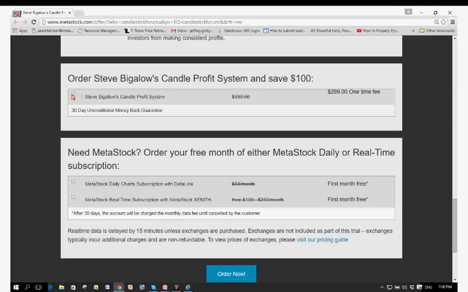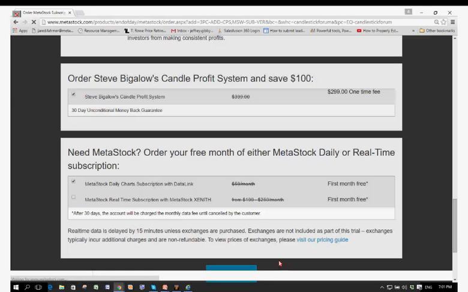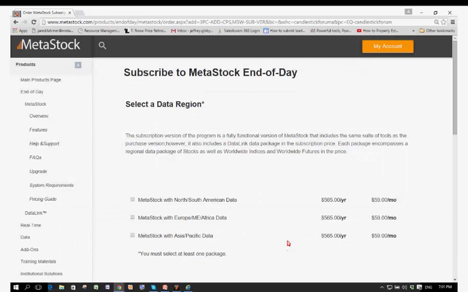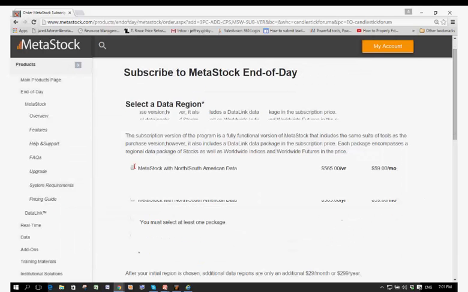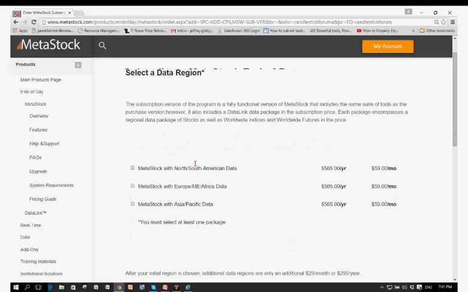So, for example, if we go ahead and click on Steve Bigelow, Sap asked to walk us through a little bit of the daily subscription. We'll go ahead and click on Order Now. The first thing I think it asks, I haven't gone through this order process in a while, so this will be pretty good for me. But yeah, we'll click on what region you want.